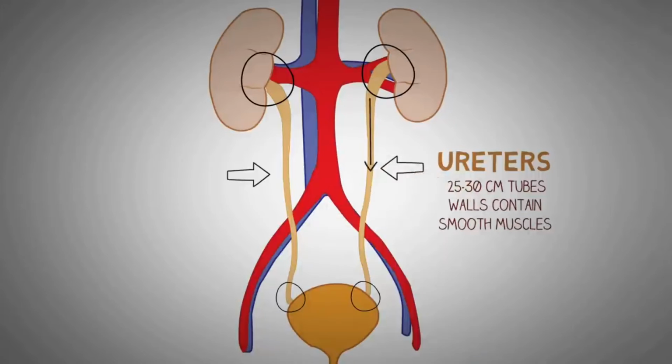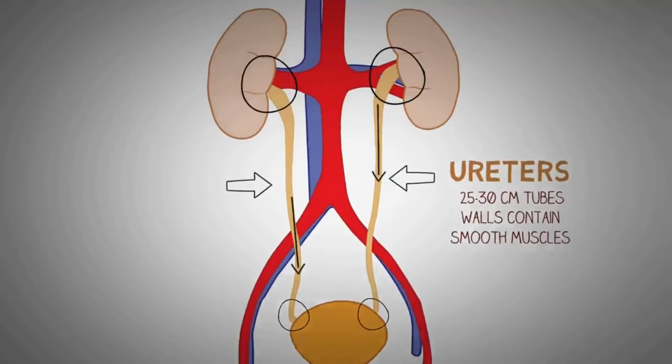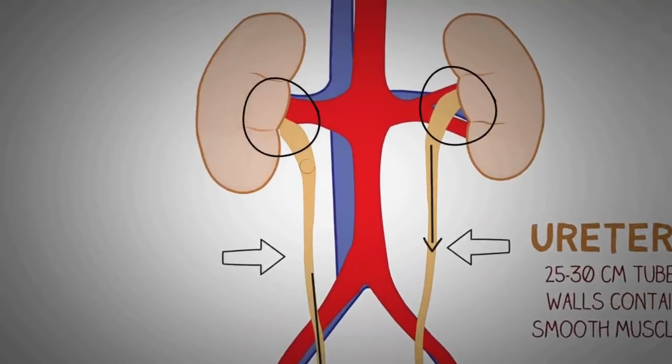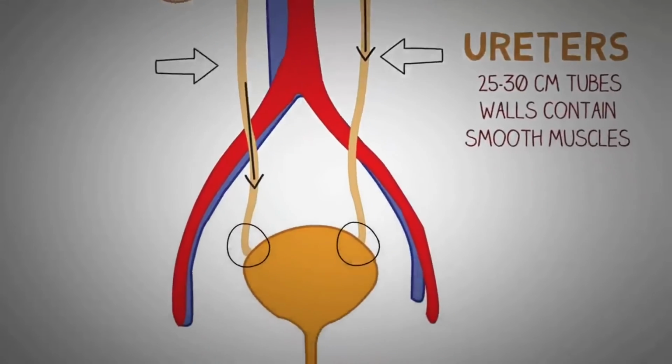The walls of the ureters have smooth muscles in them that help to propel the urine forward from the kidneys into the urinary bladder. Now a kidney stone can move from the kidney and become lodged inside the ureter, which can block the flow of urine as well as cause a sharp cramp-like pain in the backside or the lower abdomen. This type of pain is known as a renal colic.